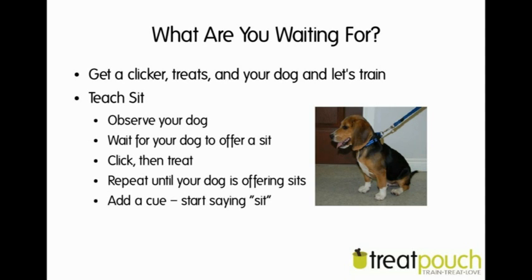A great exercise to start with is simply teaching or reteaching sit, and here are your instructions. First, observe your dog and wait for your dog to offer a sit. As you see your dog begin to sit and their bum has nearly touched the floor, click and then treat. I'd recommend putting the treat on the floor so that the dog has to stand up to eat their treat. Repeat this until your dog is offering sits over and over and over again, at which point you can start adding a cue or naming the behavior. Simply start saying sit just before your dog does the behavior.